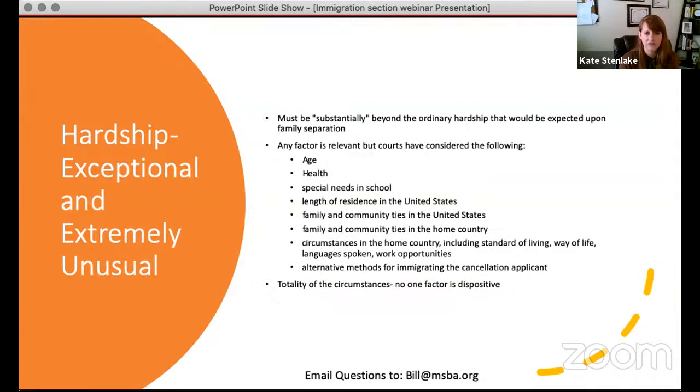These are the basic factors that any case will look at, but they have broad discretion to look at any factor that may be relevant, and it is a totality of the circumstances. If, for instance, the qualifying relative is a spouse, there are no children, and that person is healthy, that doesn't mean that there is no hardship. The judge can't look at this one factor and say, okay, there's no hardship because they don't meet every factor. You really have to look at the totality of the circumstances. We can go to the next slide.